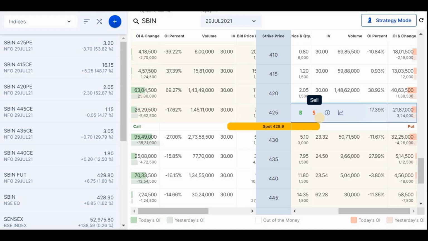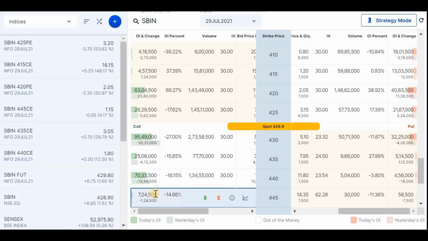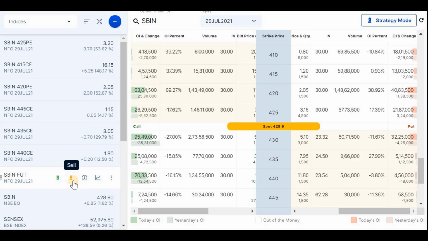Say for example, I will explain with SBI. SBI as of now is trading at 428.9 rupees. If you are predicting that SBI is going to increase to 440 or 435, then you can buy SBI in intraday, or you can buy SBI in delivery, or you can buy SBI futures and CEs. If you are predicting that the SBI stock price is going to fall to 420 or 415, then you can short SBI in intraday, or you can short SBI futures.